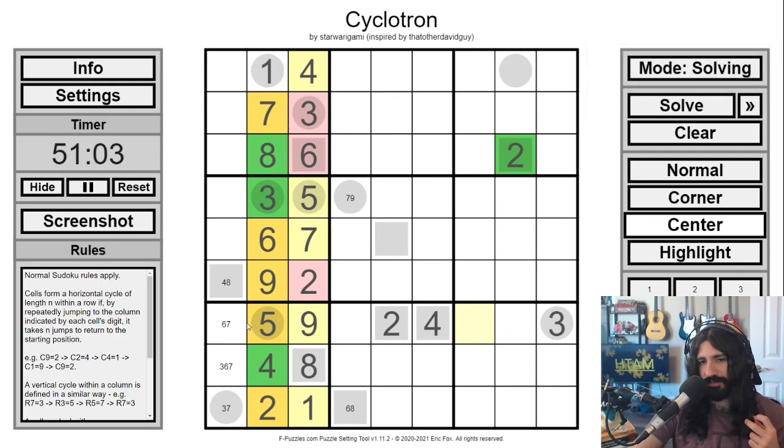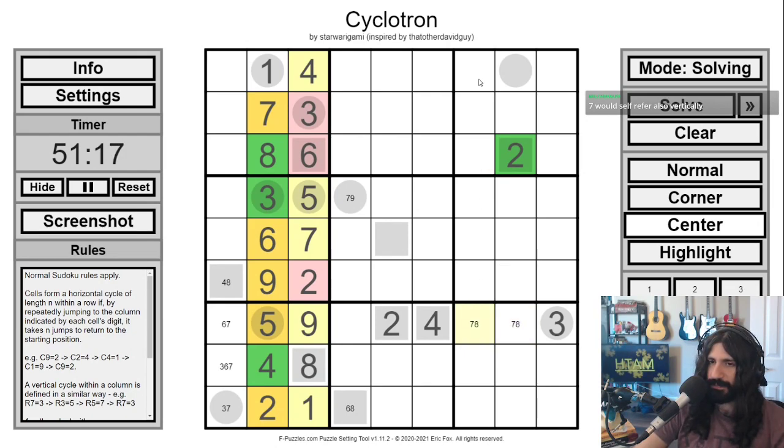I mean, it helps us if this is a seven, because then we know that this is an eight. So it's not right to say that this is like seven or eight, because one of them is, but not whatever. Seven would self-refer also vertically. Very good point, Milch Dealer. Welcome to the channel, by the way.